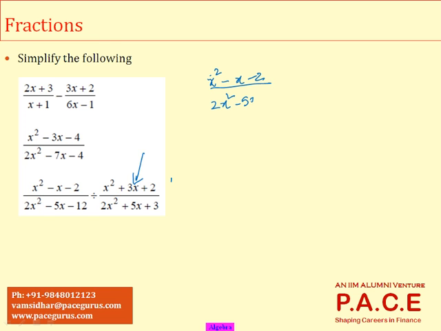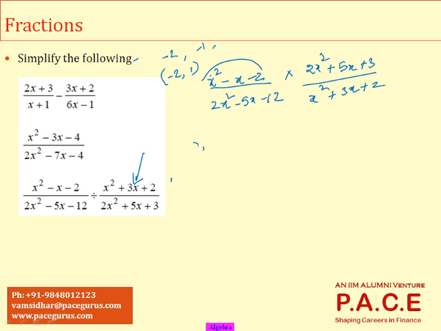2x squared minus 5x minus 12. Because this division is given, make it as a multiplication and take it as the reciprocal into 2x squared plus 5x plus 3 divided by x squared plus 3x plus 2. Simple. Let's simplify all these things using our factors. I need two numbers whose product is minus 2 and the sum is minus 1. So minus 2 and 1 are my numbers.